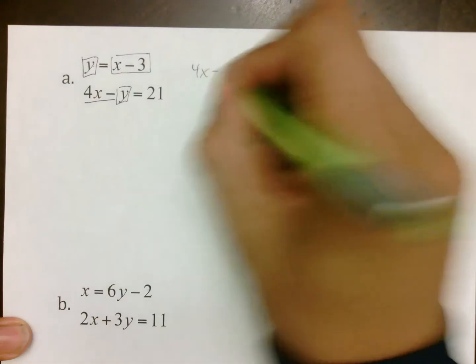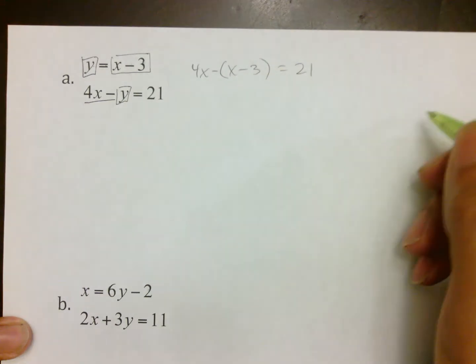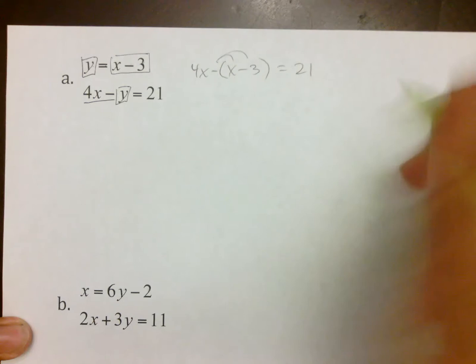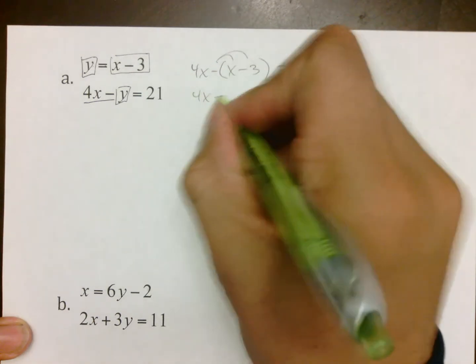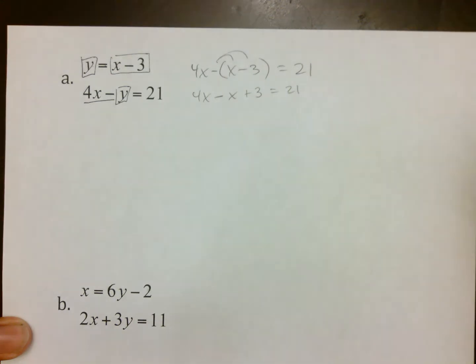We then write everything in front of the box for x minus. We swap out our y for an x minus 3, and then we write everything behind the box, which is equals 21. We then distribute, and this is where the second part comes from. That's a negative we're distributing, which means that everything on the inside switches. So 4x minus x plus 3 equals 21.